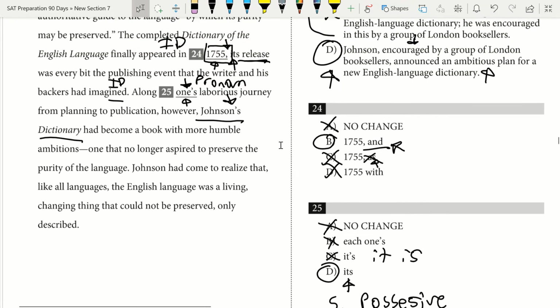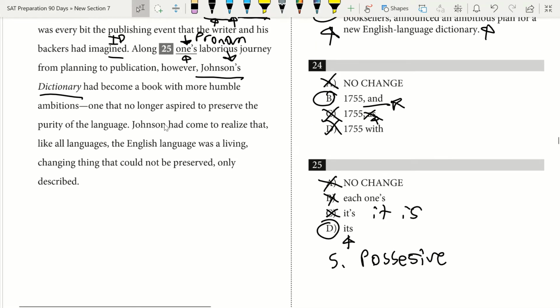All right, so "along its laborious journey from planning to publication, however, Johnson's dictionary had become a book with more humble ambitions, one that no longer aspired to preserve the purity of language. Johnson had come to realize that like all languages, the English language was a living, changing thing that could not be preserved, only described." As far as tips for 25, we saw that we had a pronoun. Anytime we see a pronoun, we want to make sure that we're matching it in number. That was the big thing there. And in this case, it had to be possessive as well. So we look for number and we look for possession.